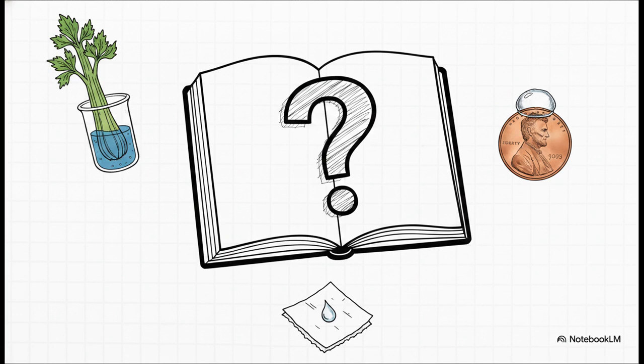3. Explain exactly how you can tell capillary action happened in your celery stalk. 4. Identify what type of data you recorded for the penny experiment. And 5. Explain why it's so vital in science to connect your real-world observations directly to scientific explanations.